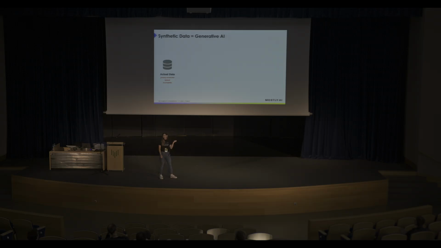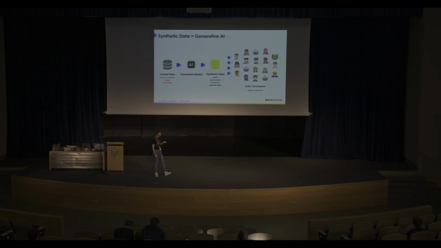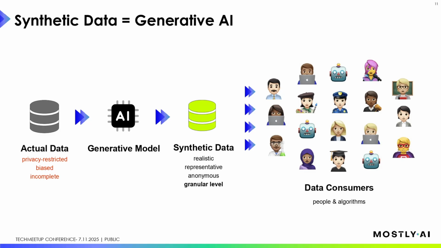So you have actual data. This data is privacy restricted, incomplete, whatever. You train your generative model on this. And once you learn the characteristics of your data, you can then create fake data, synthetic data, completely from scratch. They are newly generated, not connected to your real data. And this data can then be freely shared to the people or can be used for the algorithms.